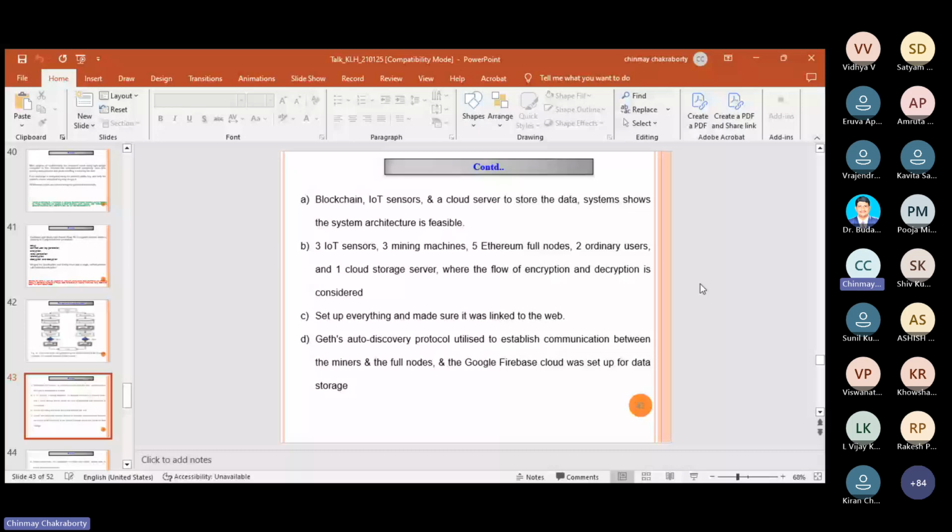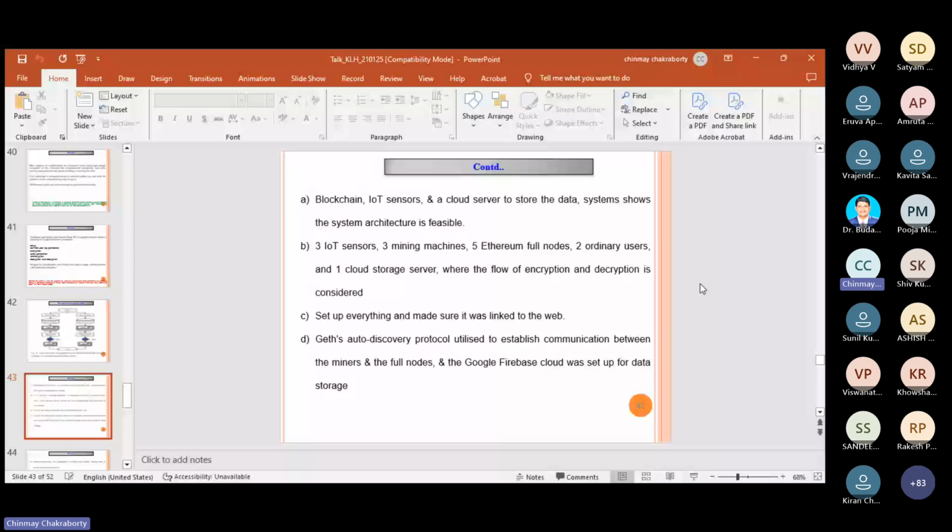In that case, blockchain, IoT sensors, and a cloud server are mainly used to store the data. The system shows the system architecture is feasible. Here we have used three IoT sensors, three mining machines, three Ethereum full nodes, two ordinary users, and one cloud storage server, where the flow of encryption and decryption is considered. Next, we set up everything and made sure it was linked with the web, because accessibility is required. That means a web-based platform is required for this kind of work.